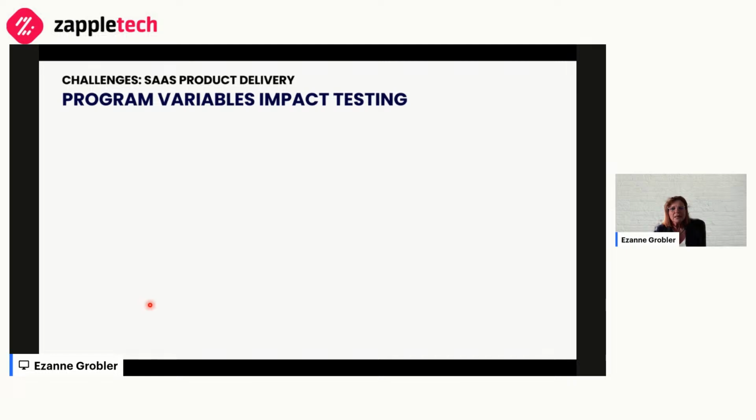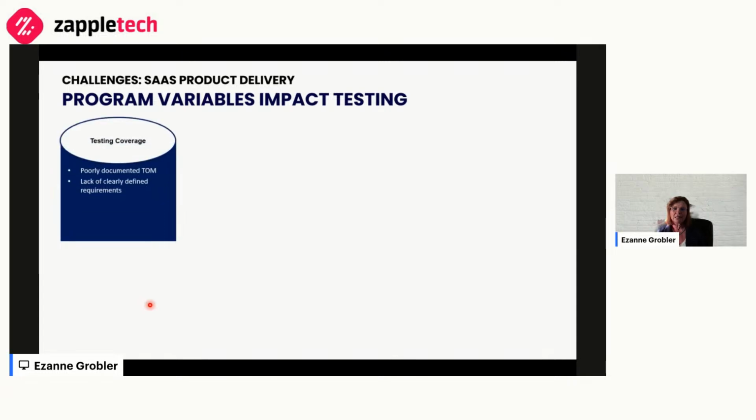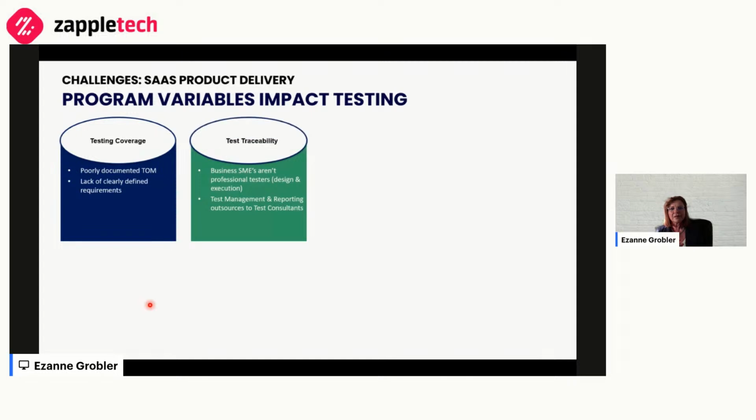So there were different variables on top of the fact that we had this complex situation. There were different variables that impacted our testing delivery as well. And I don't want to spend too much time on this, but there was a poorly documented target operating model, and a lack of clearly defined requirements that actually added to the challenge of testing coverage. As a result of these SMEs doing the design and the execution, to really measure test traceability and link it to coverage was quite cumbersome.